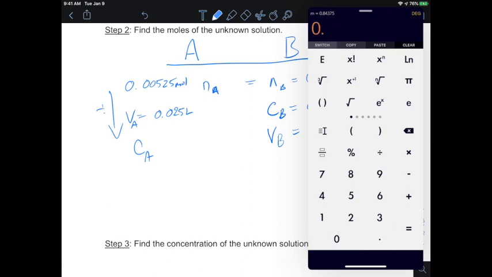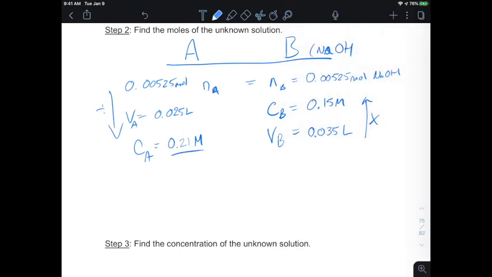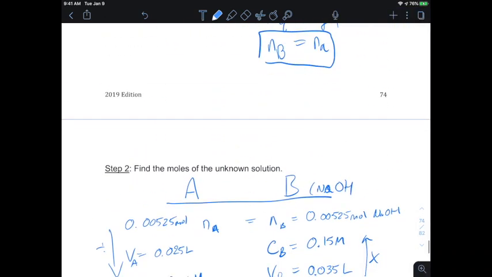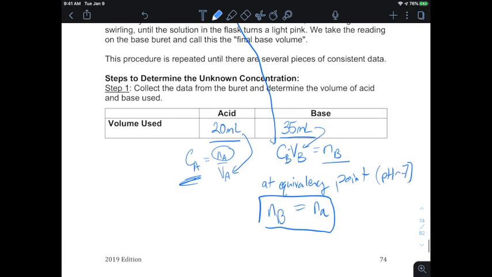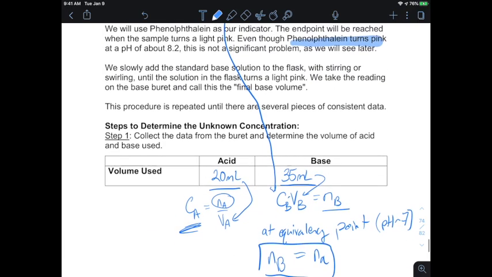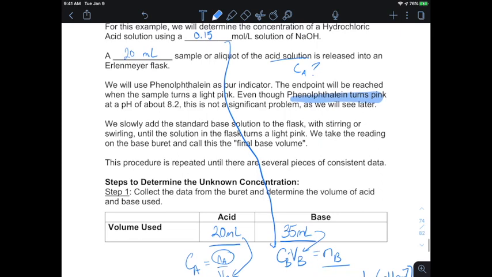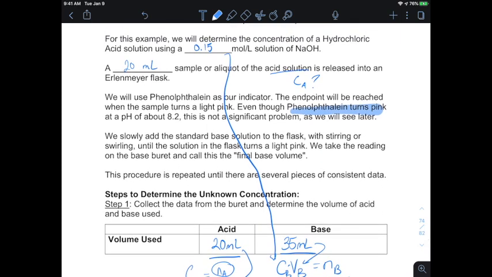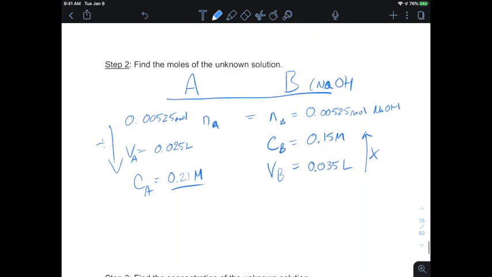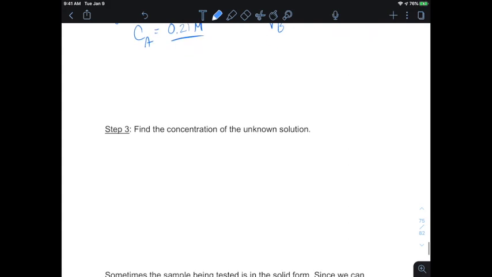So 0.00525 divided by 0.025, and we get a concentration of 0.21 molar. And we could even figure out the pH if we wanted, because we do have that concentration. So there you go. That's what we're going to do, and that's all we needed to do for that one.